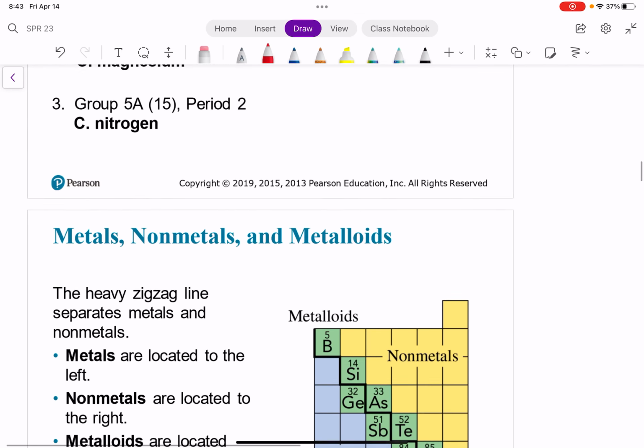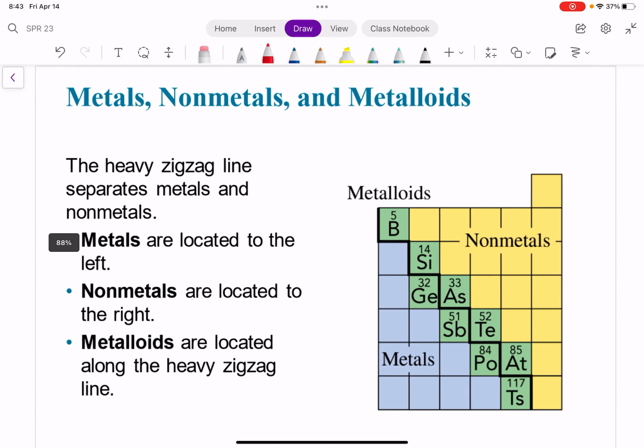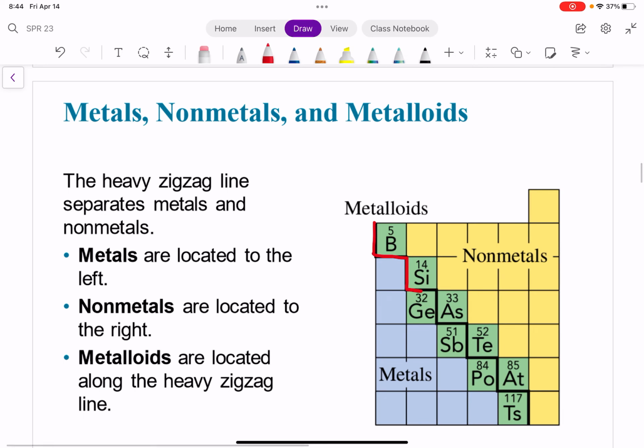Okay, nitrogen. Cool. Okay, so another way that we organize the periodic table is by talking about metals, nonmetals, and metalloids, or classifying elements as metals, nonmetals, or metalloids. So you'll notice on the periodic table that there's this bold zigzag line over here. It's on the right-hand side of your periodic table. Sometimes you'll see that referred to as the staircase.